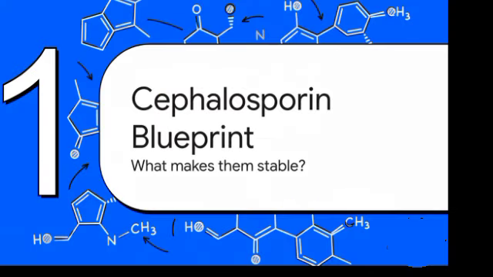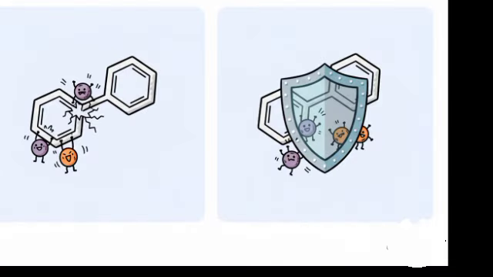So, first things first, what really makes a cephalosporin a cephalosporin? It all comes down to its core chemical blueprint and one really key advantage. The big difference between them and their cousins, the penicillins, is right in the core structure. See, cephalosporins are built on a 7-amino cephalosporinic acid nucleus, and the important part is this 6-membered ring.